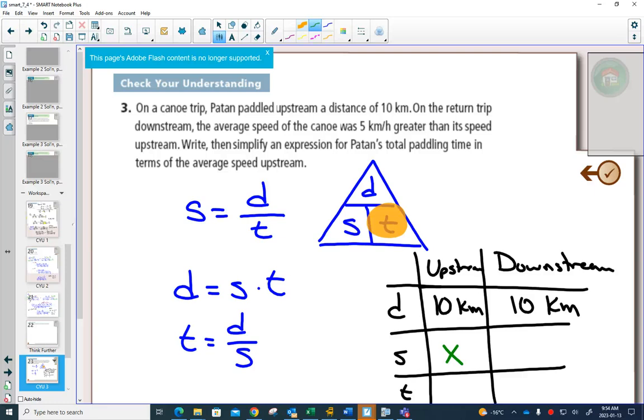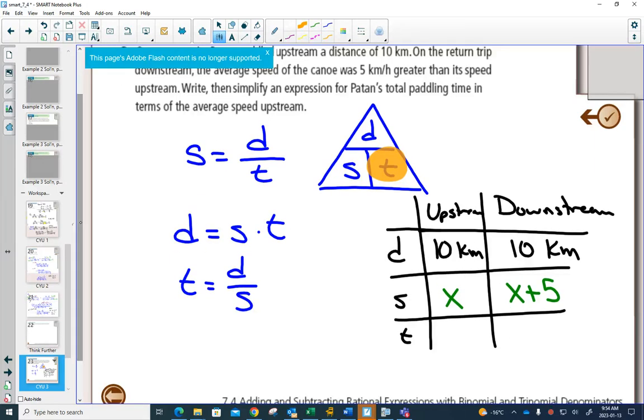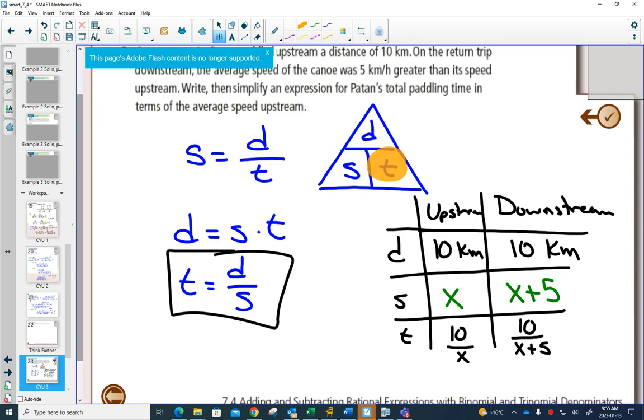But if his speed was x upstream, and it's 5 kilometers per hour faster downstream, does it make sense that this would be x plus 5? And then for the time, does it tell us the time? No. But if we look at our triangle, time is always distance over speed. So we could write the time for upstream to be 10 over x, and the time for downstream to be 10 over x plus 5. So we are using this formula that time is distance over speed. We created one thing that we didn't know, and that was the only variable we used in the whole chart.